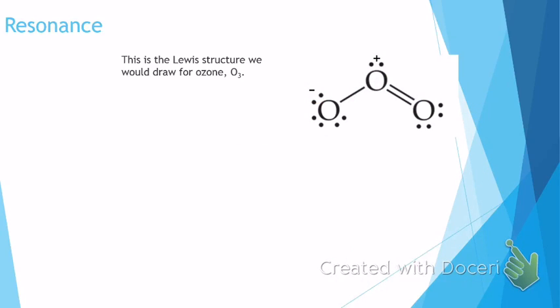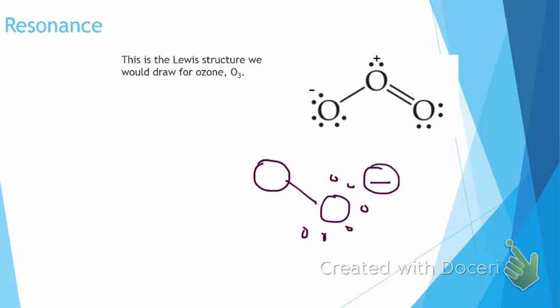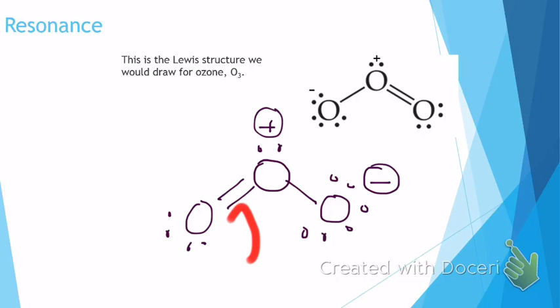Let me draw it. What about this one? We have the middle oxygen, but now the single bond is on the oxygen on the left, so it's negatively charged, and the double bond is on the oxygen on the right. One interesting thing about double bonds and single bonds is that a double bond is shorter than a single bond, so single bonds are longer. So which of these two resonance structures, two possible Lewis structures, is correct?